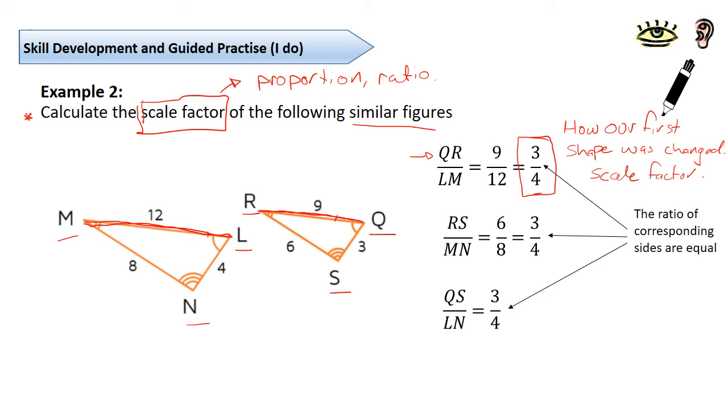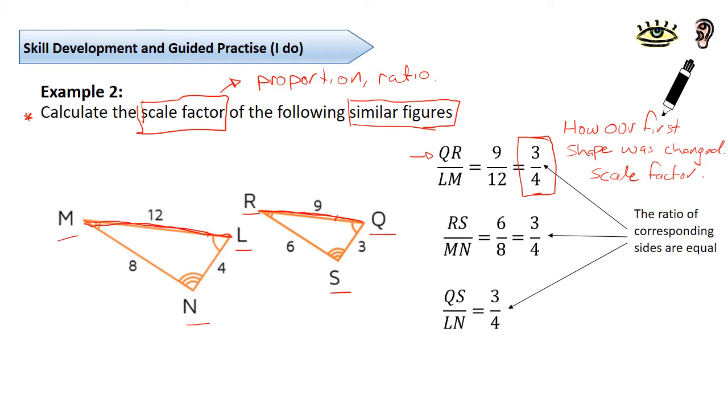And what we need to do is make sure that all three sides give us that same proportion, that same ratio, that same scale factor. Because those two figures are similar, we should multiply all three sides of our triangle by the same scale factor. Okay, and let's double check.